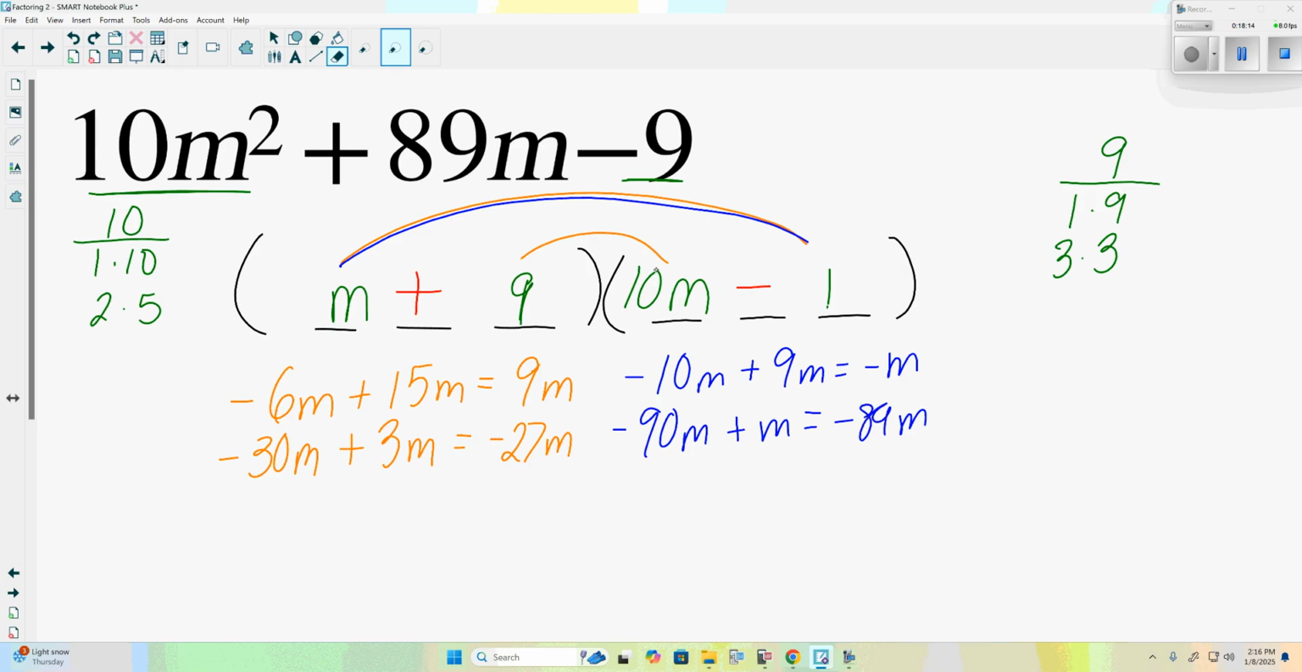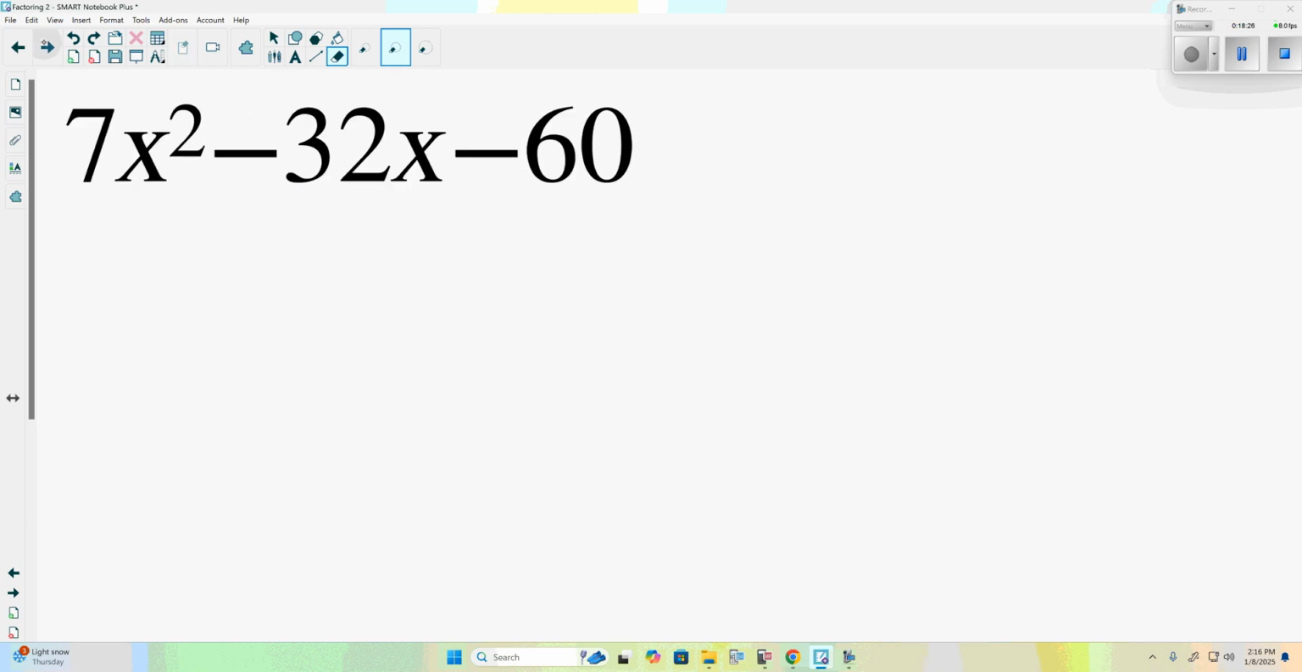Questions on this here? It does, because when we start adding more factors to the first and third term, we have more that we have to check. More possibilities. Questions on these here? We ready for the next type?